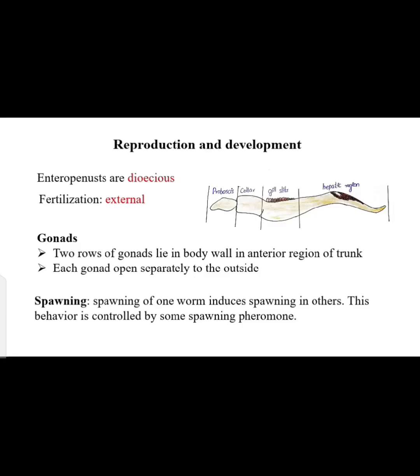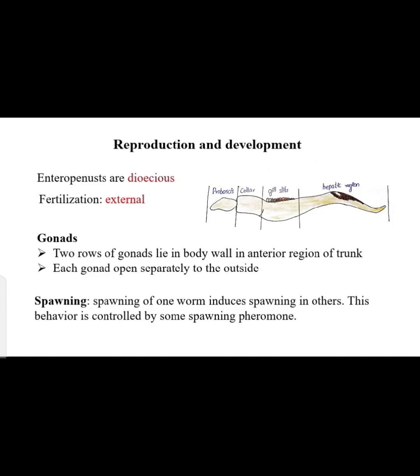Reproduction and development. Enteropneusta are dioecious. It means that they have two homes, which means that gonads, male and female gonads, are present in separate organisms. Fertilization is external. Two rows of gonads lie in the body wall in the anterior region of the trunk. Each gonad opens separately to the outside.